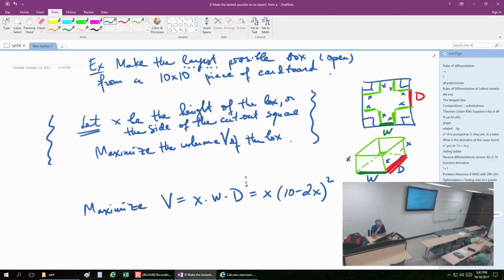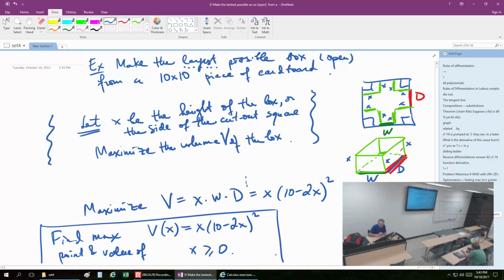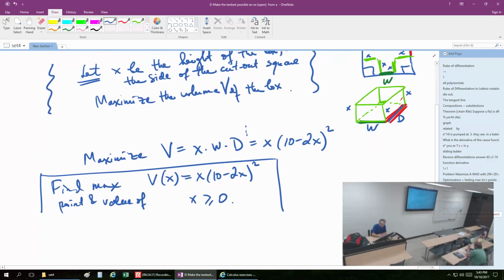We just were able to skip through it quicker, and we end up with a function of x. So find the maximum value, point and value, of a function f of x, which is x times (10 minus 2x) squared. Okay, just in case we could impose a restriction that x is larger than or equal to 0, so that we wouldn't have anything weird going on. Okay, but otherwise this is a translation of our problem.